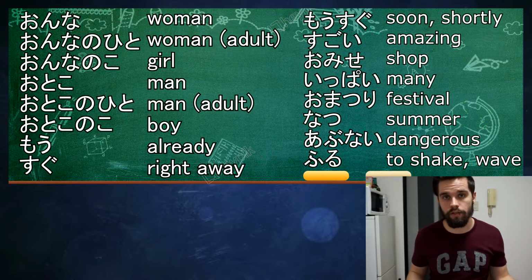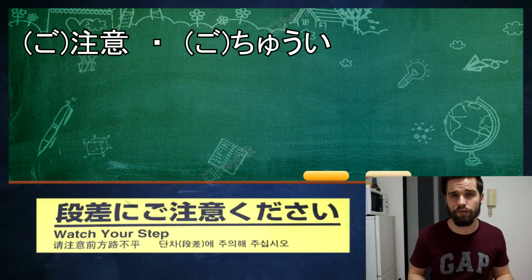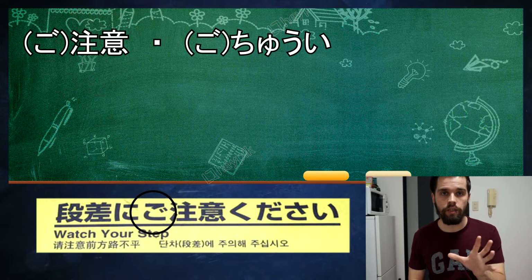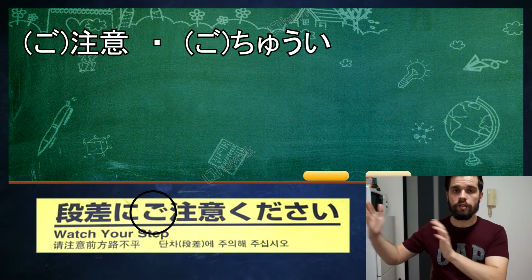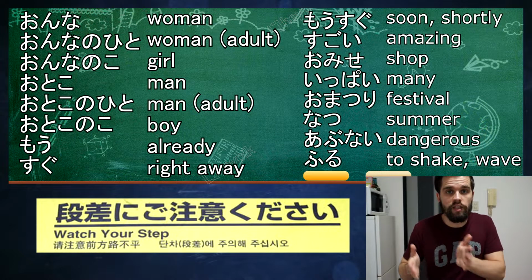Sometimes go has to be used depending on what word it is. So for example, chui, which means careful, has a go in front of it in most cases. So gochui. If you see gochui kudasai, it just means be careful please, but you could also just write chui kudasai, so the go is not needed.